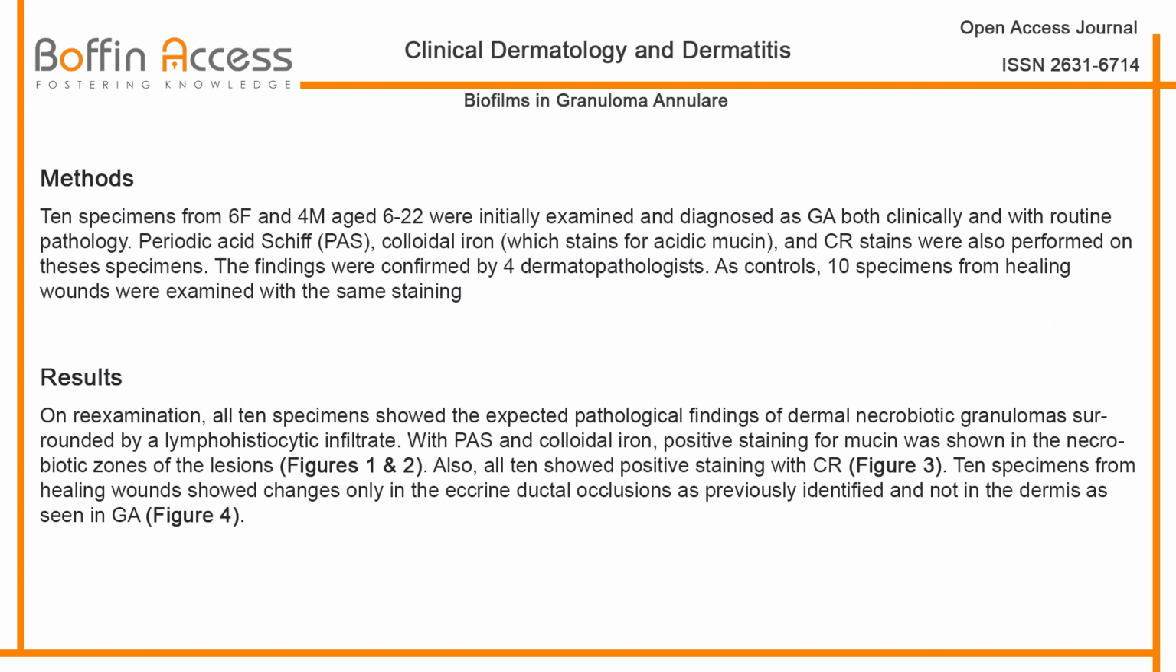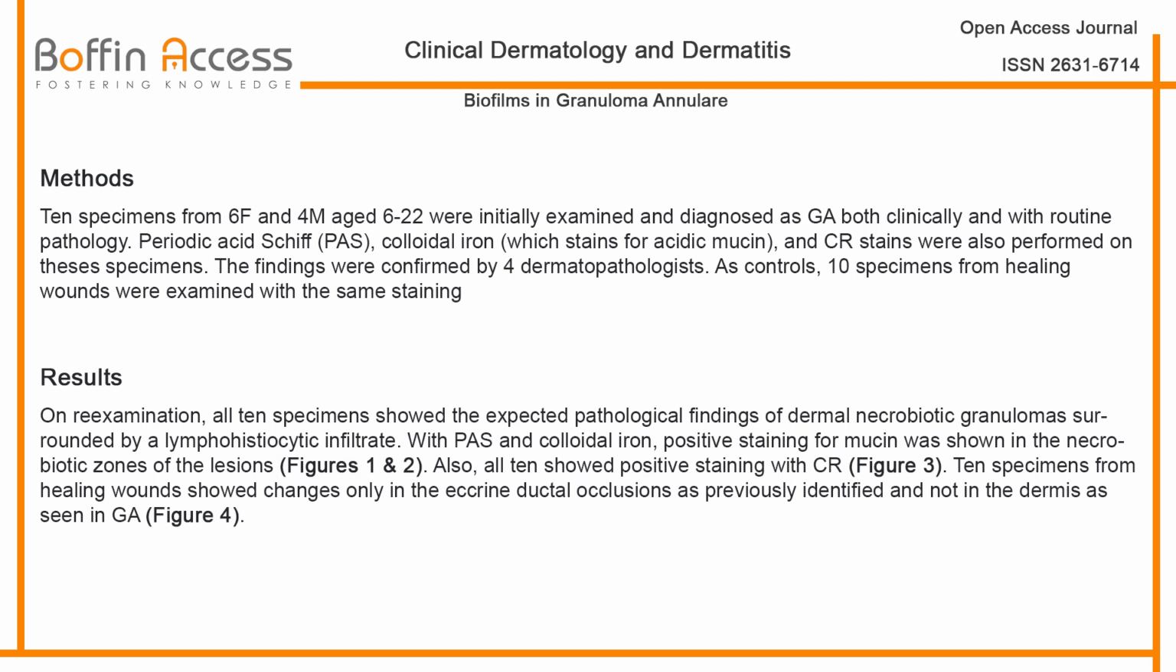Methods. 10 specimens from 6 females and 4 males aged 6-22 were initially examined and diagnosed as GA both clinically and with routine pathology. Periodic acid Schiff, PAS, colloidal iron, which stains for acidic mucin, and CR stains were also performed on these specimens. The findings were confirmed by 4 dermatopathologists. As controls, 10 specimens from healing wounds were examined with the same staining.